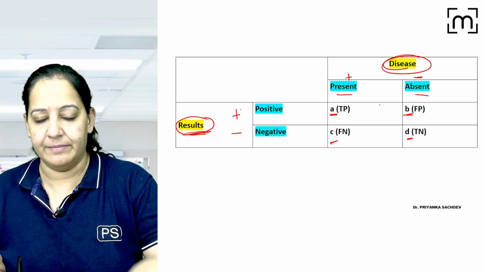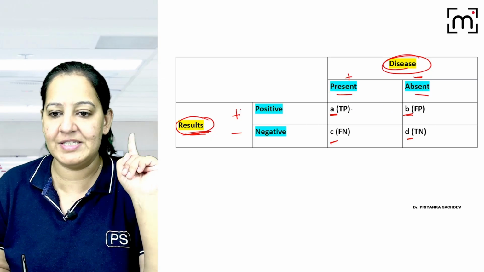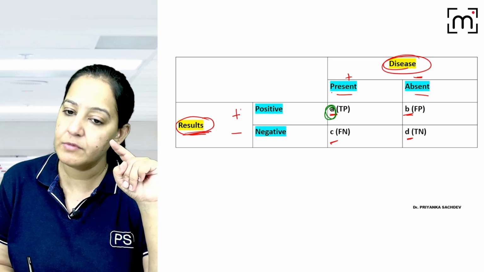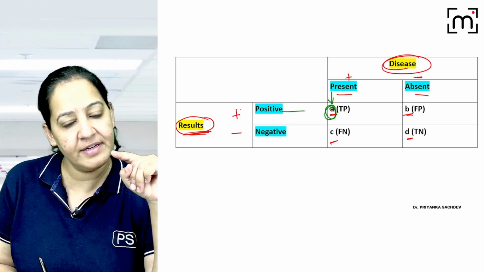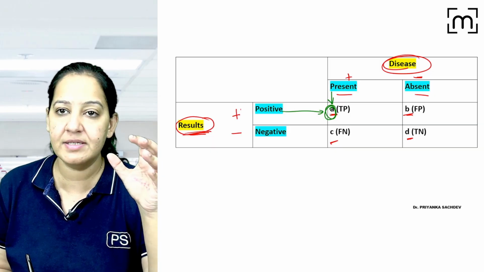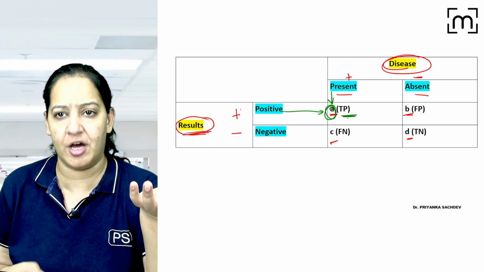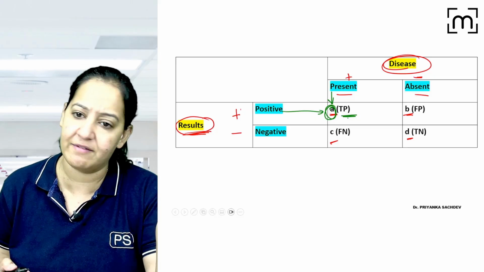So tell me what is A. Let me tell you what is A, B, C, D. Look at A. A are the individuals who have the disease inside them and the test is also positive. These are known as true positive. Actually, they are positive. The test is positive and they have the disease also.